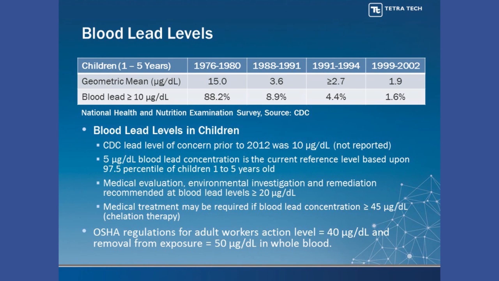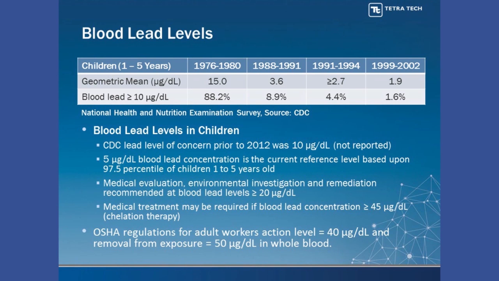Prior to 2012, the CDC said that if you detected 10 micrograms per deciliter in a child's blood, that was their level of concern. The only reason I mention that is because if you go back in time to 2012 or earlier, if a child was measured for blood level and it was less than 10, it generally didn't get reported to parents or anyone else. Now that level has been lowered to 5 micrograms per deciliter.